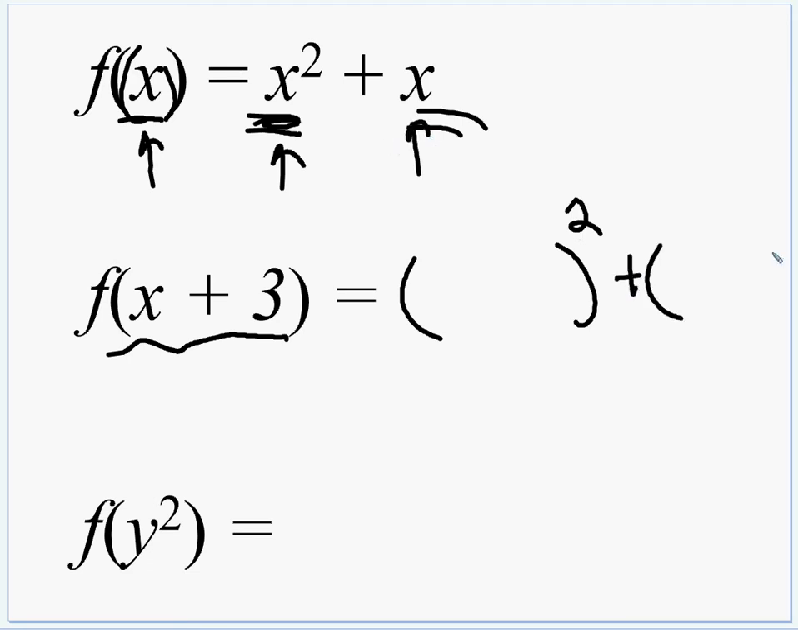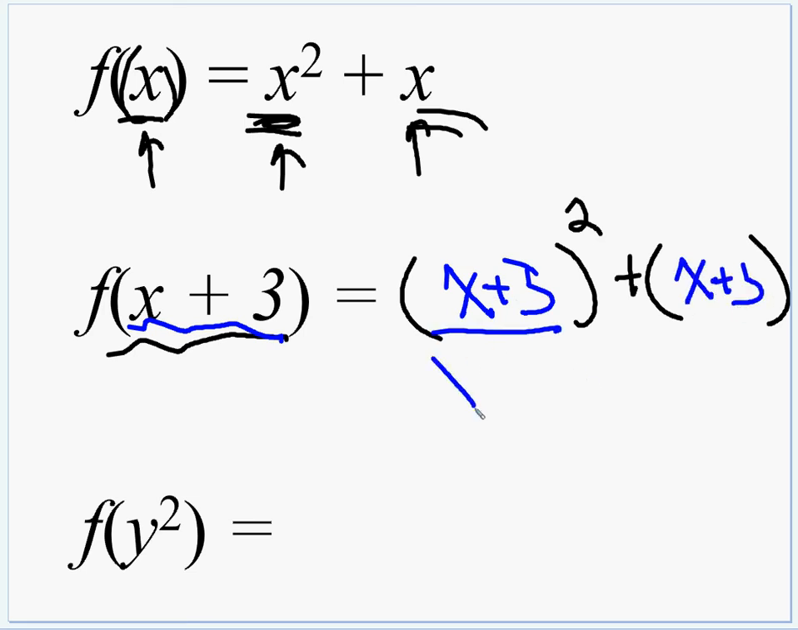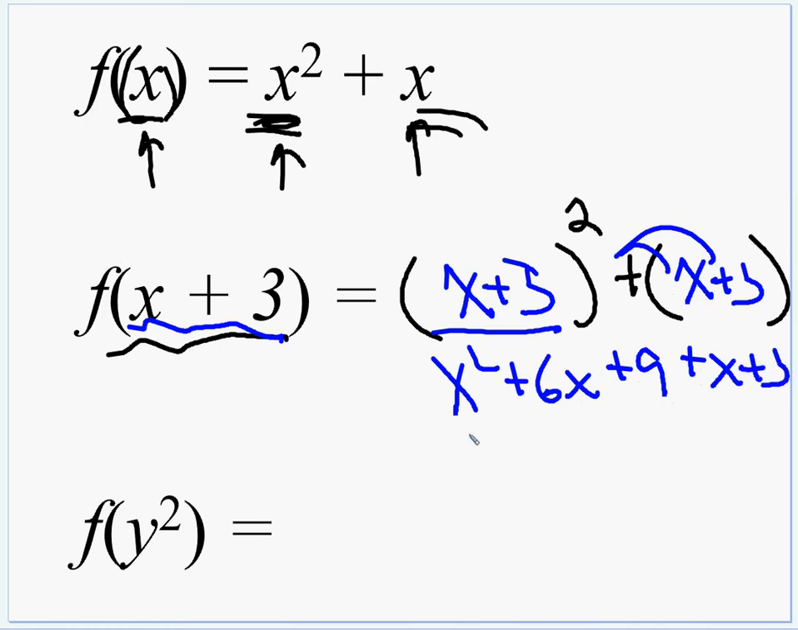I'm just going to put an open set of parentheses, and then we would put in the x plus 3. So now that it looks like this, it becomes a little more obvious what's going to happen. We're going to FOIL this out and get x squared plus 6x plus 9. And here we distribute the 1 and the parentheses disappear, plus x plus 3. And we could combine like terms.